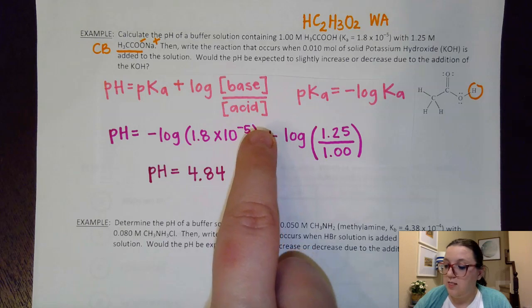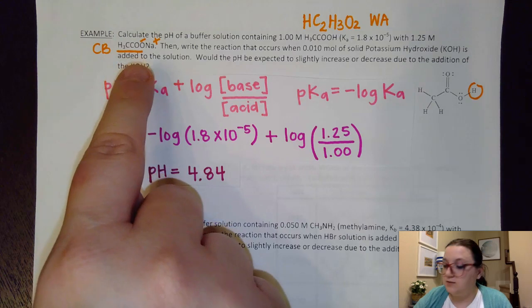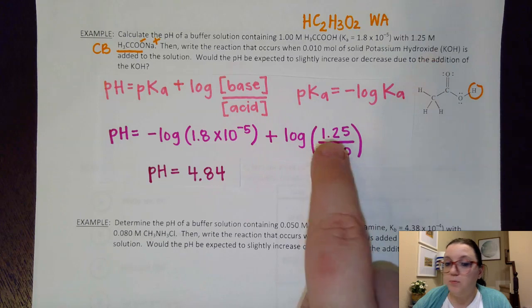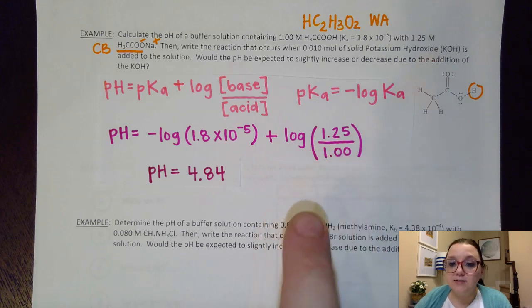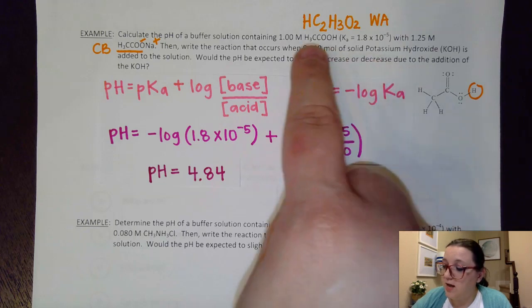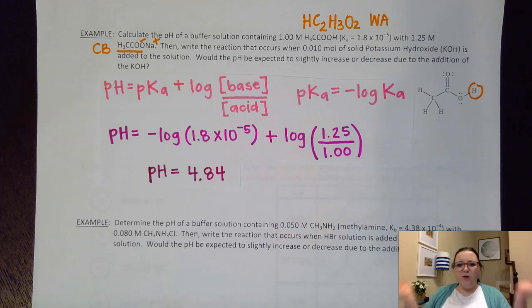Now don't forget, the base was the acetate ion here. And so it had a concentration of 1.25 molar. So that's what I put in the numerator. The acid down here was the acetic acid, the weak acid, and so that had a concentration of 1 molar. So that's how I decided what to plug in. From that point on, I just plug it in my calculator and see what it gives me. Here it gave me a value of 4.84, which makes sense because this is a weak acid buffer system, so I would expect to see a pH of lower than 7.